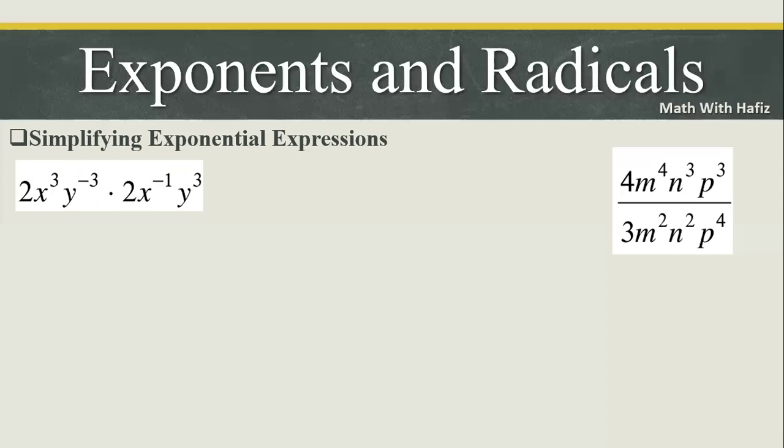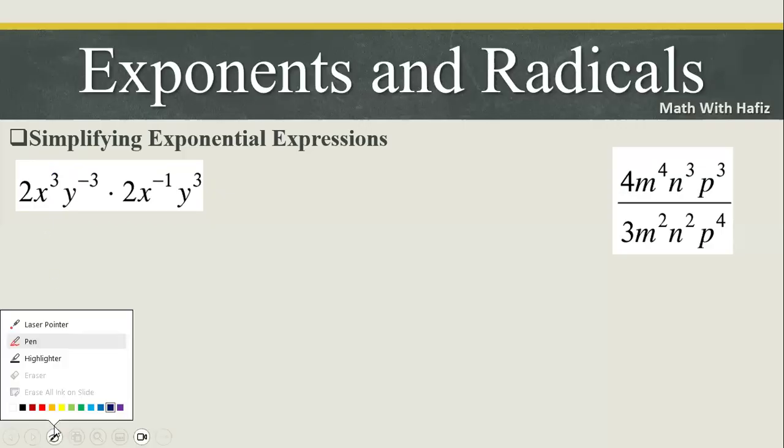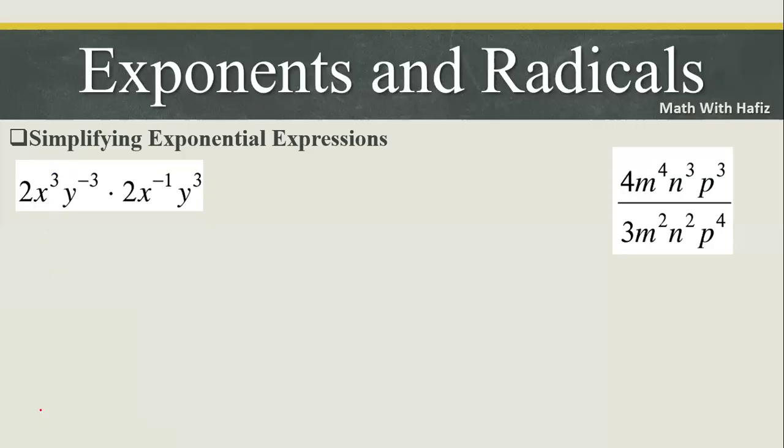This is an expression where we have 2x to the power of 3, y to the power of minus 3, multiplied by 2, x to the power of minus 1, and y to the power of 3. So what we are going to do is use this concept which we just learned, the basic rule, to overcome this question and simplify it.